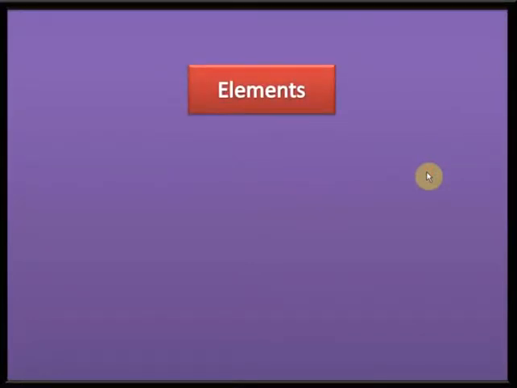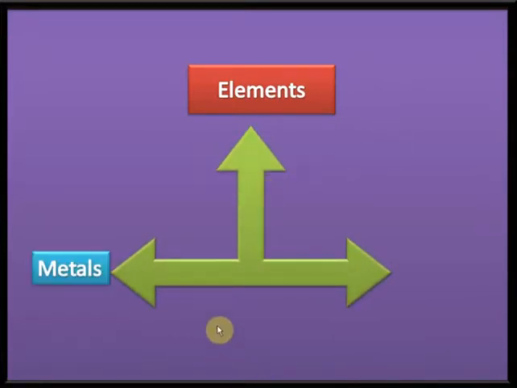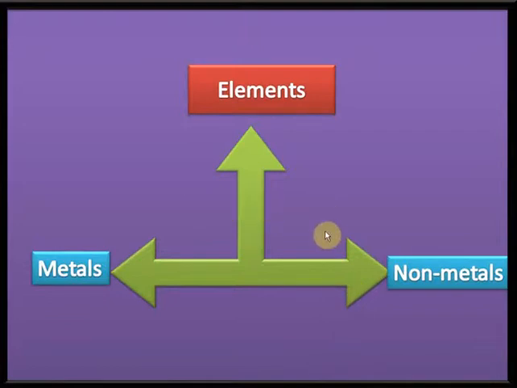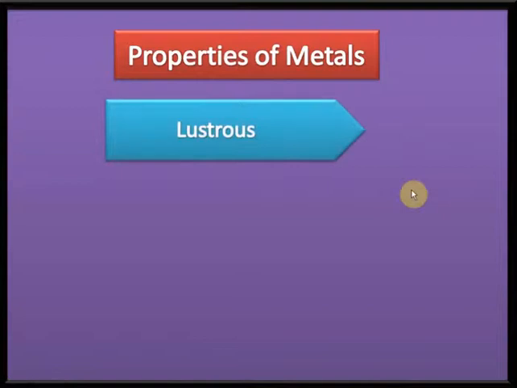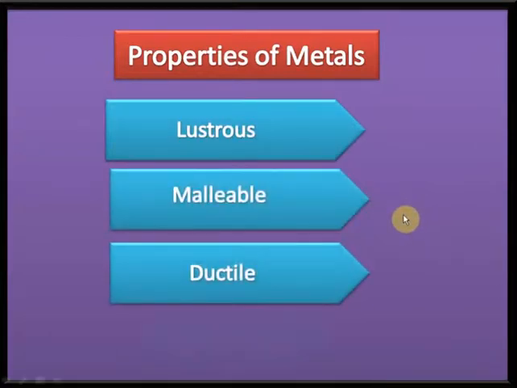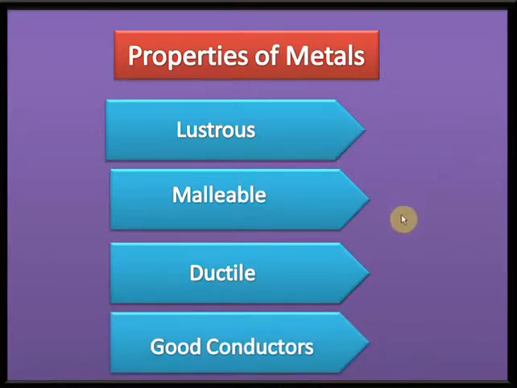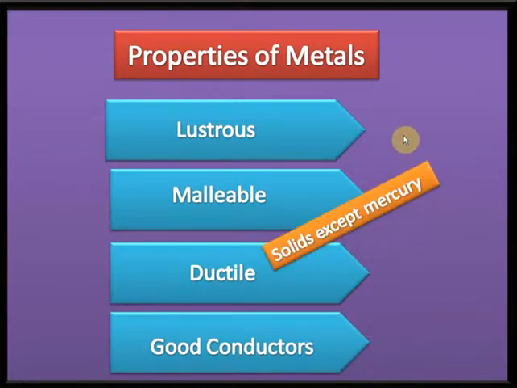Well, the first thing that we learnt in this section was that elements can be divided into two categories, metals and non-metals. Remember, we had learned that. The second thing we had learnt is that metals are those elements which are lustrous, malleable, ductile, and even good conductors of heat and electricity. We had learnt that almost all metals are solid except mercury. So we had learnt all this when we had studied the physical properties of metals.